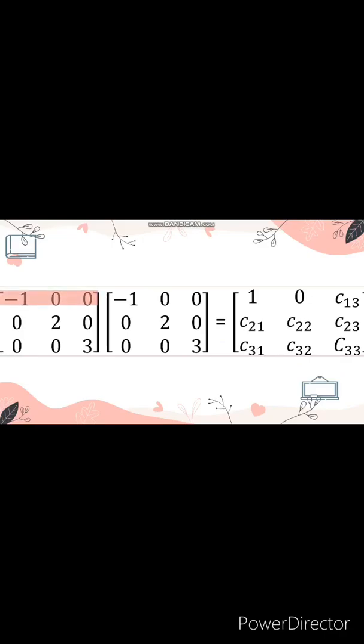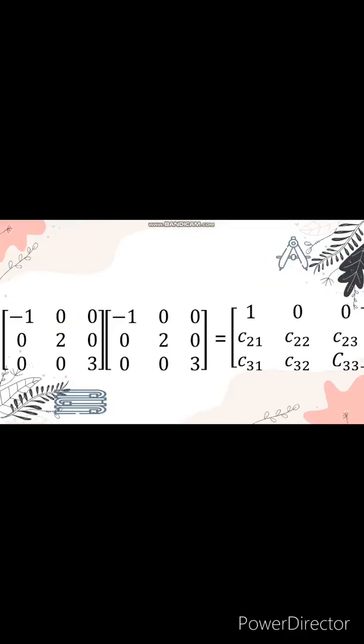Let's multiply the first row to the second column to get the value of C sub 1,2. C sub 1,2 is equal to negative 1 times 0 plus 0 times 2 plus 0 times 0, and we get 0. Let's multiply row 1 to the third column to get the value of C sub 1,3. C sub 1,3 is equal to negative 1 times 0 plus 0 times 0 plus 0 times 3, and we get 0.